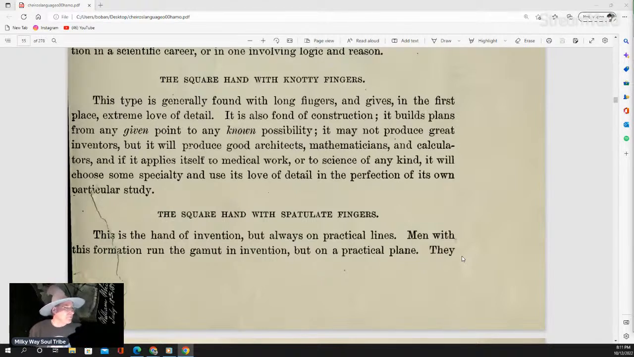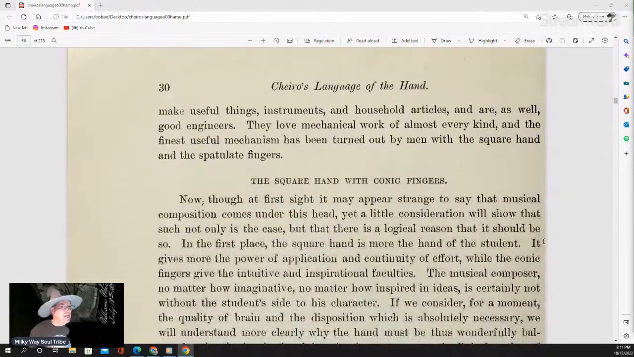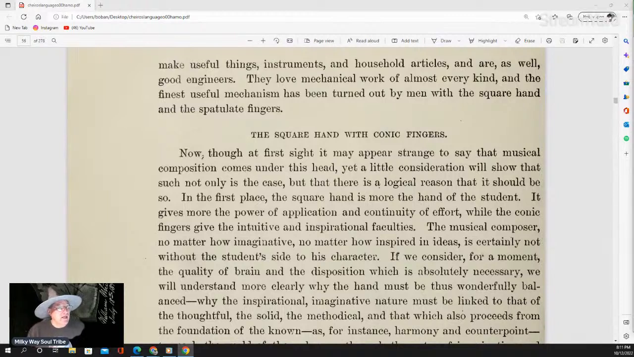I guess I'm not one of those. The square hand with spatulate fingers. This is the hand of invention, but always on practical lines. Men with this formation run the gamut in invention, but on a practical plane. They make useful things, instruments, and household articles, and are, as well, good engineers. They love mechanical work of almost every kind, and the finest useful mechanisms have been turned out by men with the square hand and spatulate fingers.